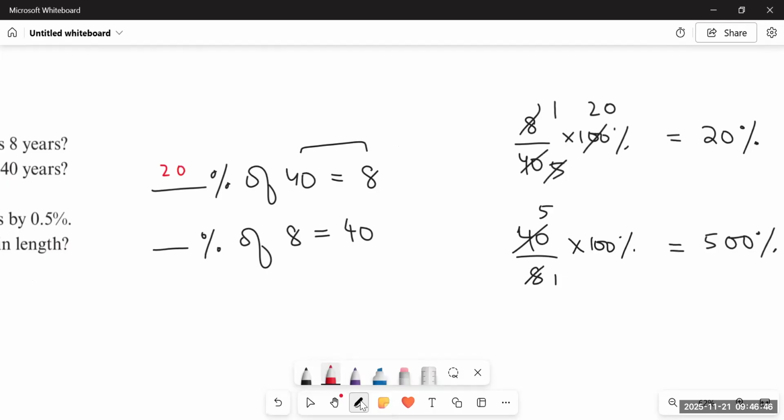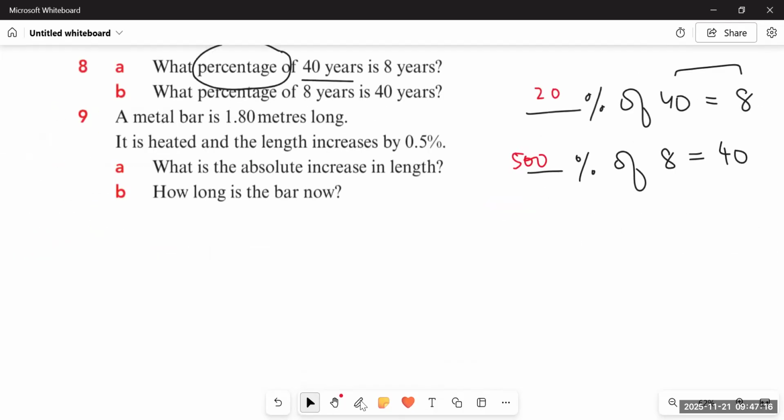What does it mean? It means when you divide 40 by 5, you will get 8. And on the other hand, 500% of 8 equals 40, right? Because 100% of 8 is 8. 200% of 8 would be 2 multiplied by 8, 16. 500% would be 5 multiplied by 8. That's 40. Now, the next question says, a metal bar is 1.8 meters long.